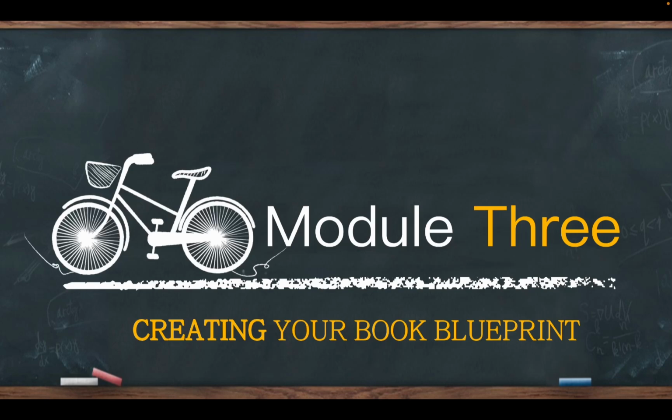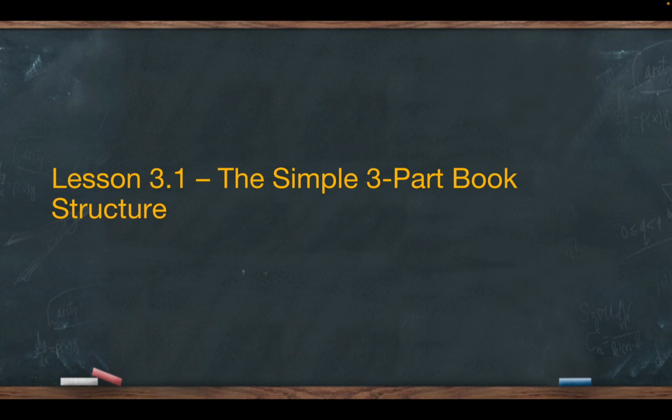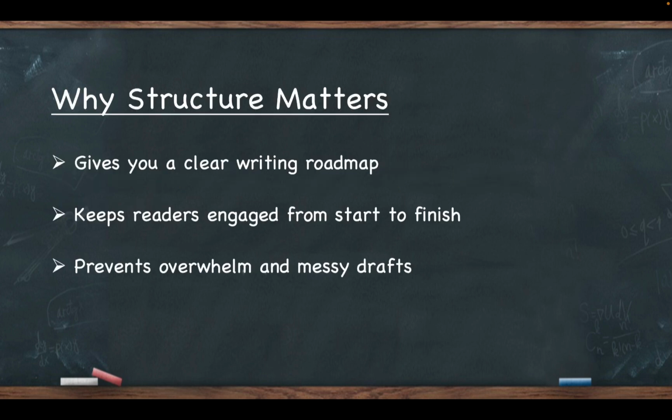In this module, we'll be talking about creating your book blueprint. And we're going to be running through three different lessons. The first lesson is the simple three-part book structure. Here, we're going to be talking about how to break your book into three parts, very simple, very straight to the point, that you can practicalize in order to ensure that your book has a journey that people can follow through with. Now, the first thing is structure matters.